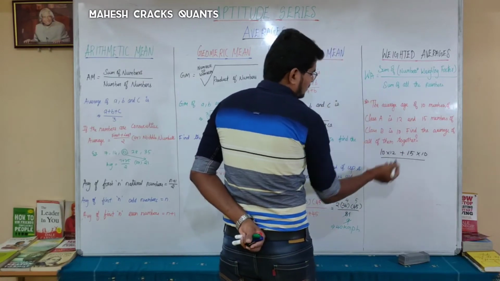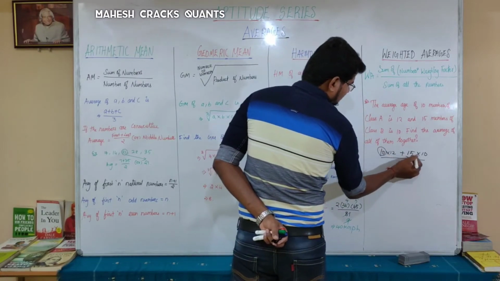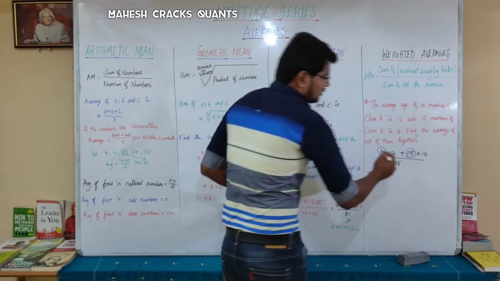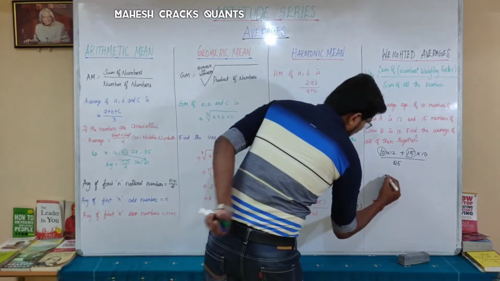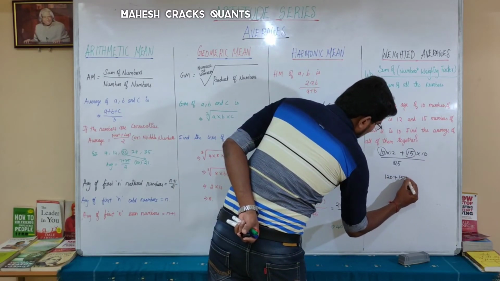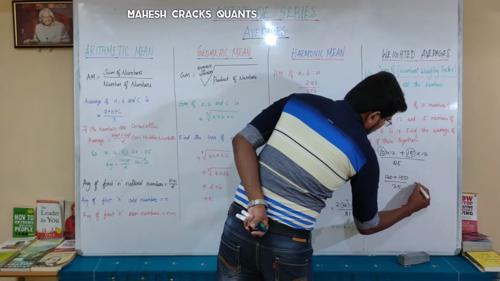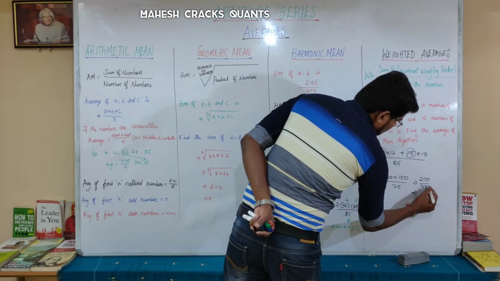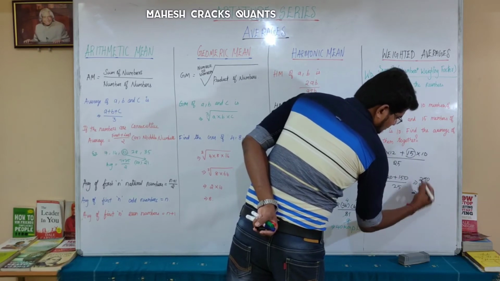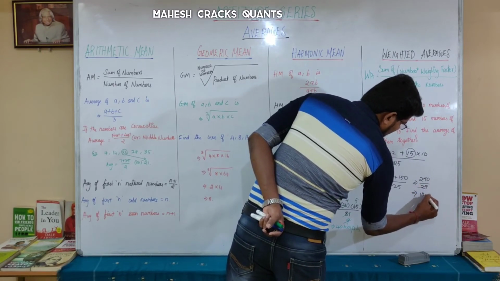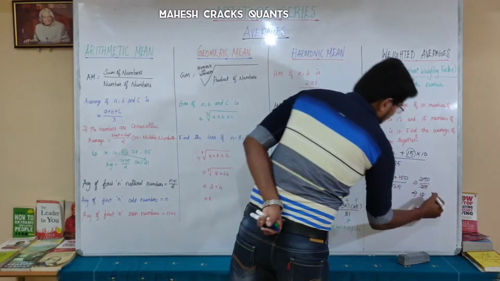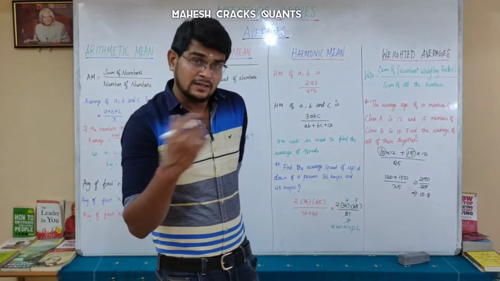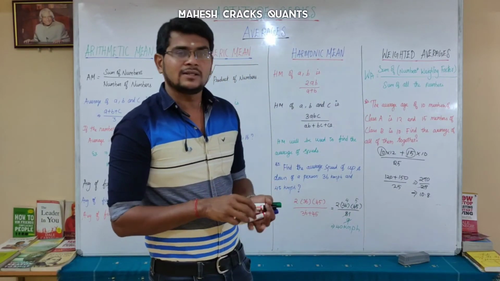What is the sum of all the numbers? 10 plus 15 is the number of people, 25. When you solve this, you will get the answer. 120 plus 150 divided by 25. Solving this, 270 divided by 25. Cancelling this, you will get 10 point, 20 by 25 is 8. So the average is 10.8.